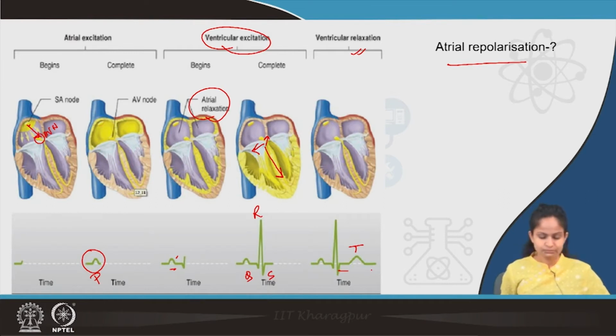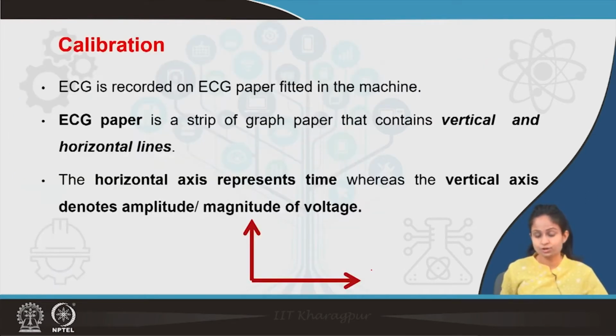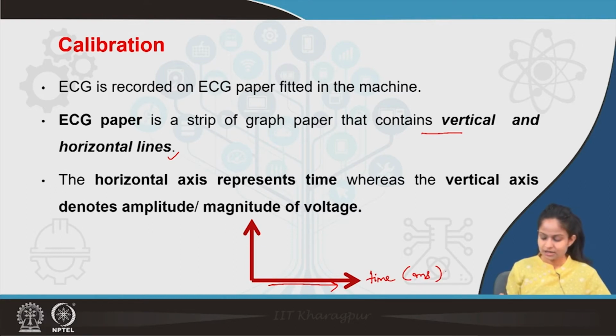So, now we will move on to the calibration of ECG. Electrocardiogram is the recording, electrocardiograph is the machine, and the process is known as electrocardiography. ECG paper is a strip of thermosensitive paper, and it contains vertical as well as horizontal lines. The horizontal lines denote the time, which is usually represented in milliseconds or seconds.